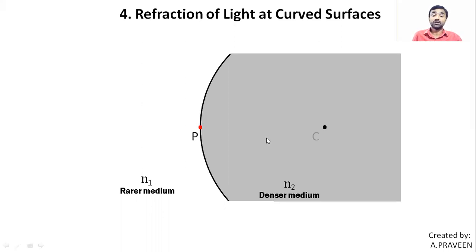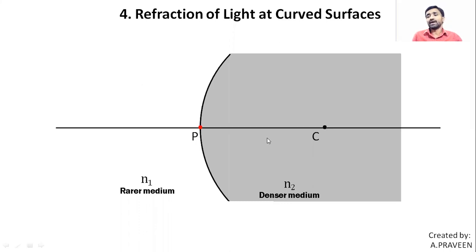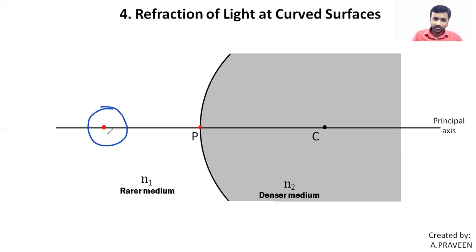So I got the points. Then connecting them is called the principal axis here, right? So here what we need is an object. I'm going to consider a certain object with a size called point size, right? Here the point size object is placed on the principal axis at a certain distance from the pole.